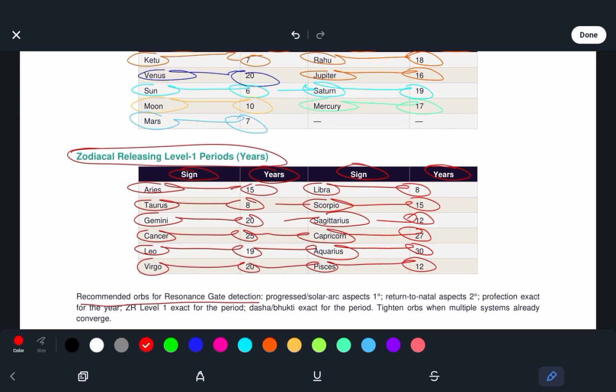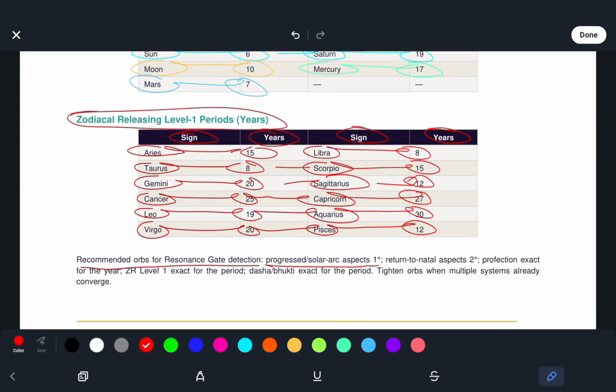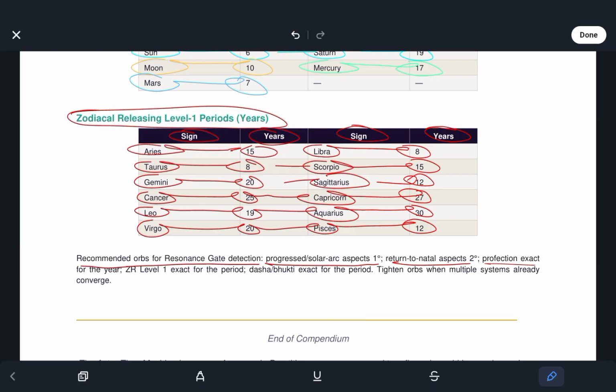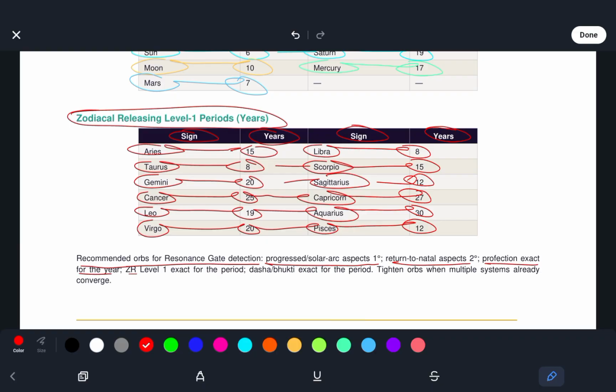Recommended orbs for resonance gate detection: progressed solar arc aspects 1 degree, return to natal aspects 2 degrees, profection exact for the year, ZR level 1 exact for the period, Dasha Bhukti exact for the period. Tighten orbs when multiple systems already converge.